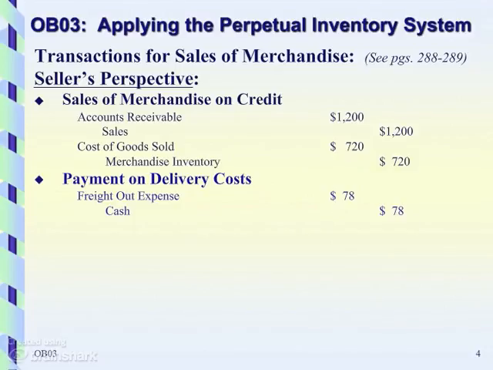When we look at the payment on delivery costs, the delivery is said to be an expense associated with the sale of the product. This particular item is accumulated in an account called freight out expense or delivery expense. This item is considered to be a selling expense of the business, and it is not typically included in the cost of goods sold. It is typically accounted for in our selling expenses or our operating expenses for the business.